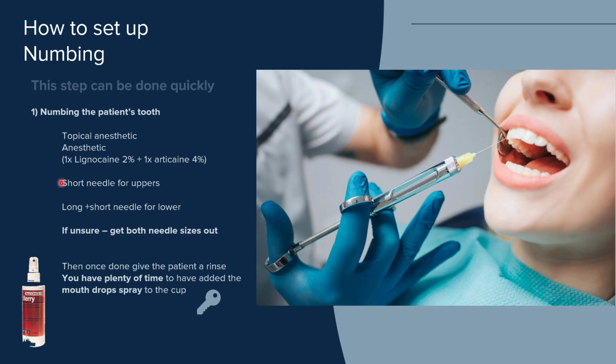I use a short needle for the uppers and a long and a short for any lower tooth. So if I'm doing a full 6, please bring out a long and a short. If I'm doing any upper tooth, give me just a short 21mm needle. If you're not sure, get both out, just to be quick. I don't want you to just assume I need a short and then I end up needing a long. Just bring both out.